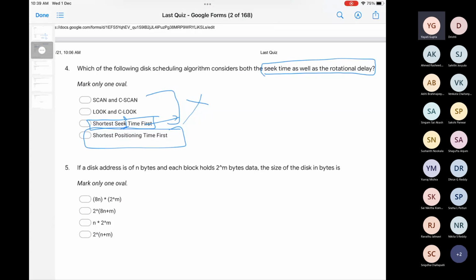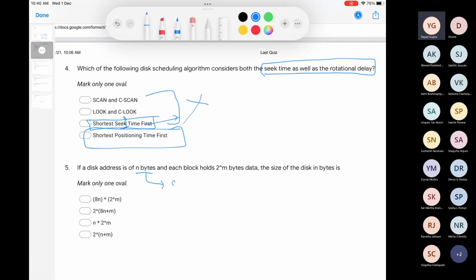Fifth question, most of you have got it correct. Well done. So if a disk address is of n bytes and each block holds 2 to the power m bytes of data, you had to compute the size of the disk. Right, so disk address is of n bytes, which means 8n bits. With 8n bits, we can address 2 raised to the power 8n blocks. And now each of the block has 2 raised to the power m bytes of data. So your total data becomes 2 raised to the power 8n into 2 raised to the power m, which is 2 raised to the power 8n plus m.